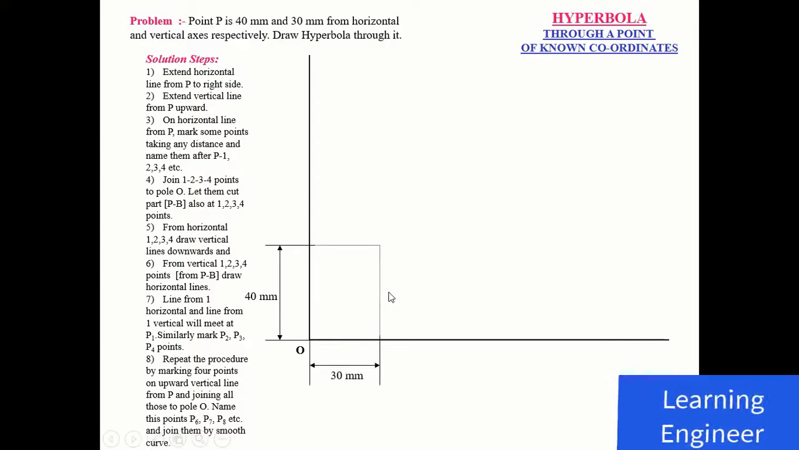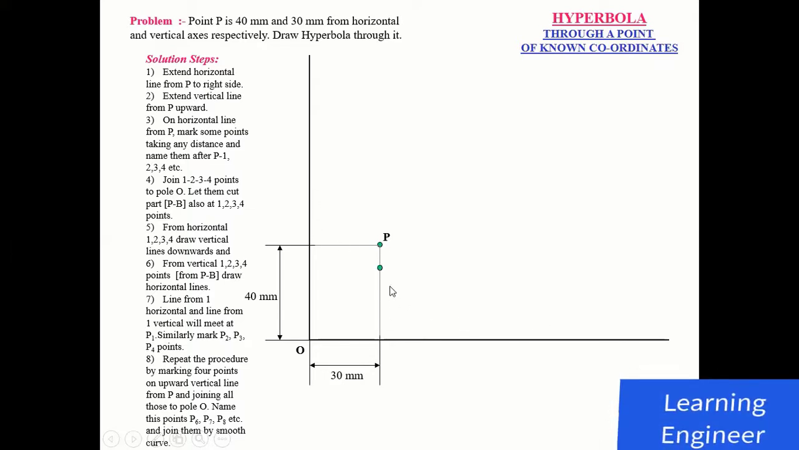So 30 mm we have to take from the vertical line, and 40 mm we have to take from the horizontal, as per the question. So we have located point P, and as we know, the method is through a point of known coordinates. That means the hyperbola will pass through this point P. So we have located one point for drawing the hyperbola.